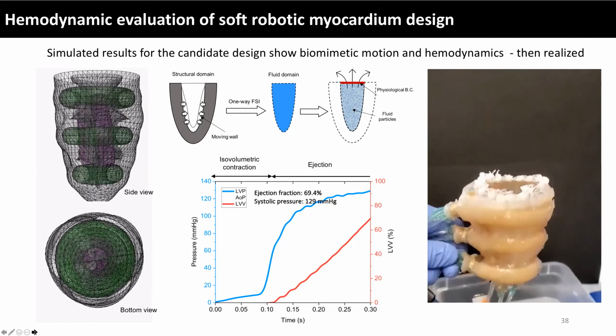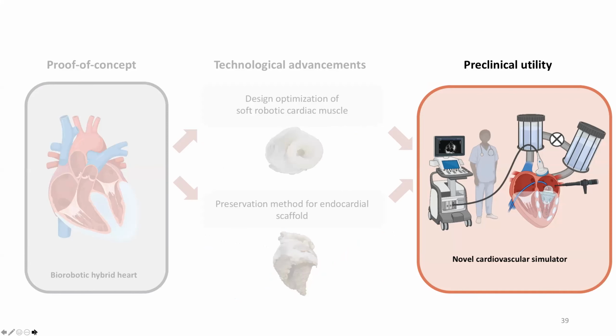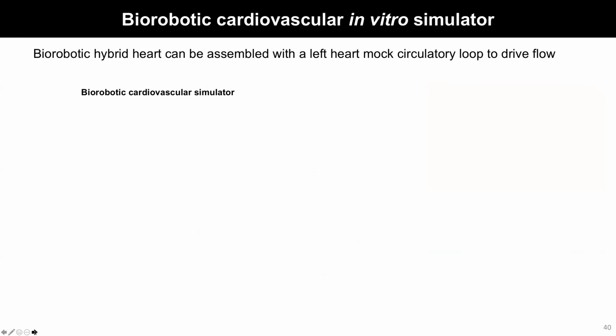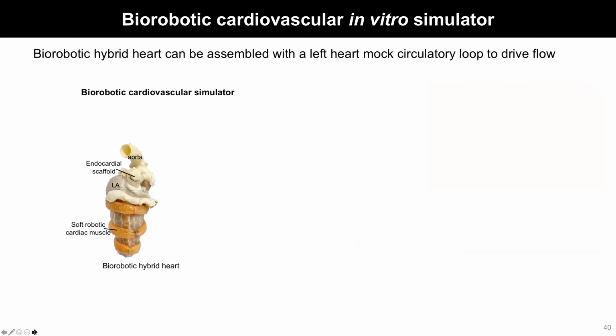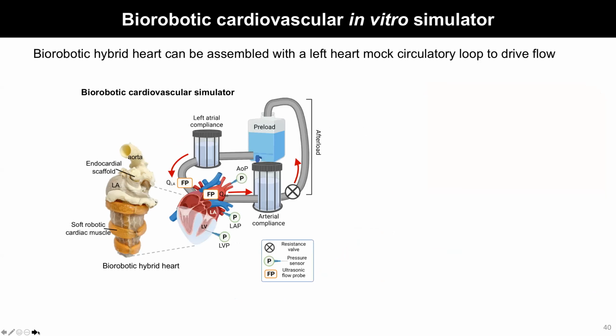We had to, again, see if this was useful for clinical testing. And we focused here on a left ventricular simulator. We took the biohybrid heart that I've described with soft robotic cardiac muscle and endocardial scaffold from a porcine heart. We connected it to a mock circulatory loop. And in this loop, we can vary left atrial and arterial compliance, and we can vary preload and afterload. We can also sensorize, so we can have a pressure sensor in the ventricle, the atrium, and we have a flow probe on the aorta and on the left atrial side.